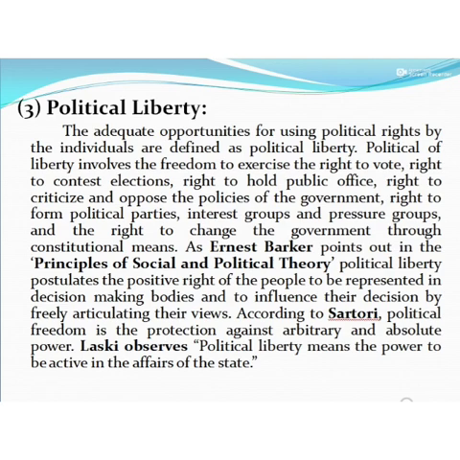As Ernest Barker, the renowned British political scientist, points out in The Principles of Social and Political Theory, political liberty postulates the positive right of the people to be represented in decision-making bodies and to influence their decisions by freely articulating their views. According to Sartori, political freedom is the protection against arbitrary and absolute power. Laski observed, political liberty means the power to be active in the affairs of the state.